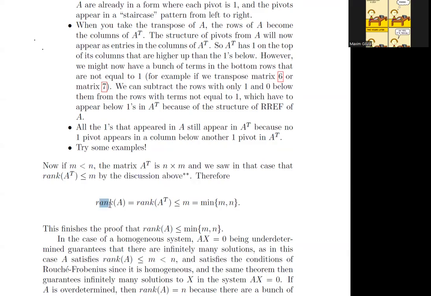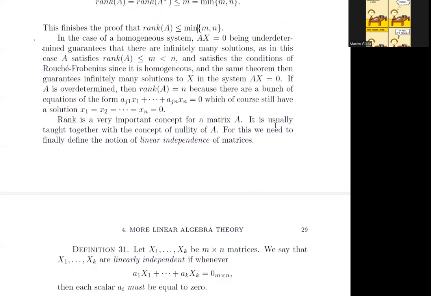In both cases, rank A is less than the minimum. So that's it. In the case of a homogeneous system, AX = 0 being underdetermined guarantees there are infinitely many solutions. As in this case, A satisfies rank A is less than this and satisfies the conditions of Rouché-Frobenius to guarantee solutions since it's homogeneous. And the same theorem then guarantees infinitely many solutions in that case.